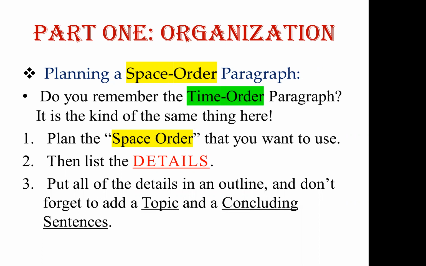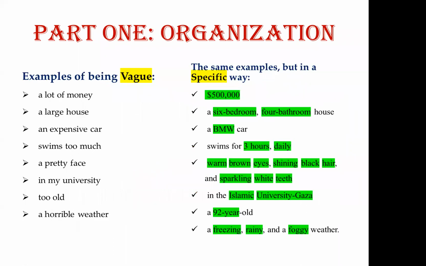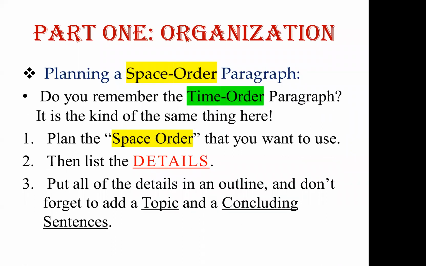So you choose a direction. Then you list the details, just like we discussed here. Then you put all of them in an outline, and don't forget to add a topic sentence and a concluding sentence. So you choose the direction that you want to follow. After that, you put details. Then you put them in an outline.